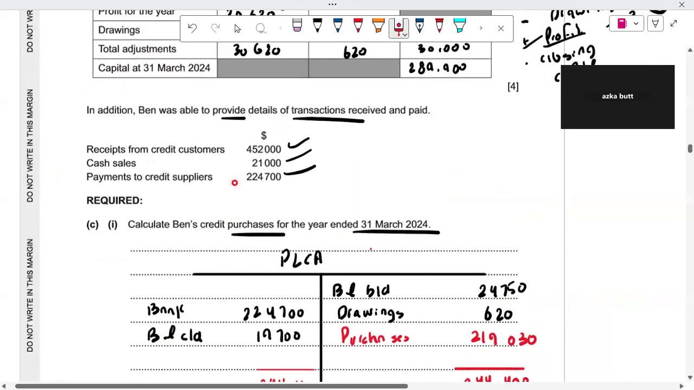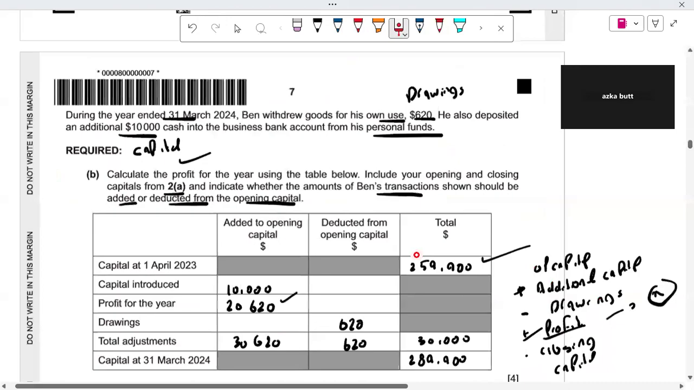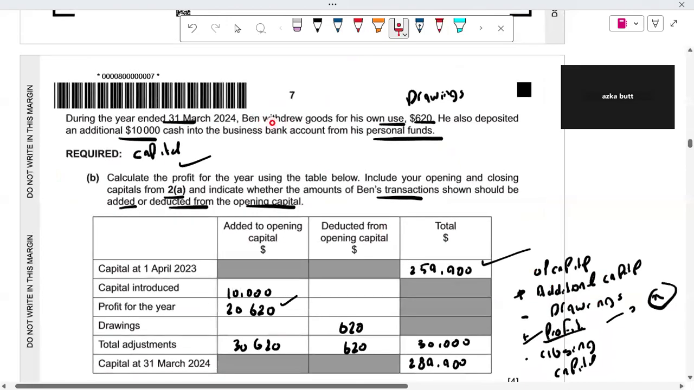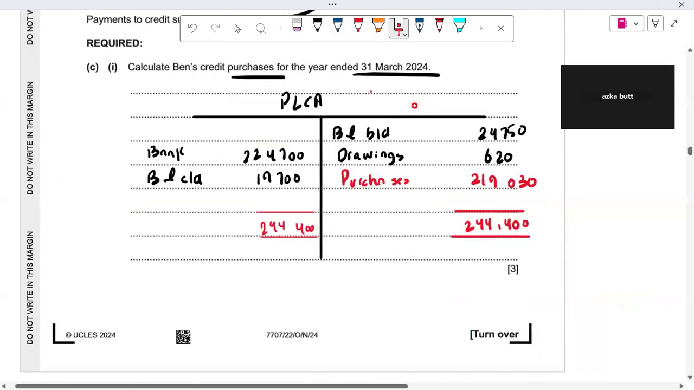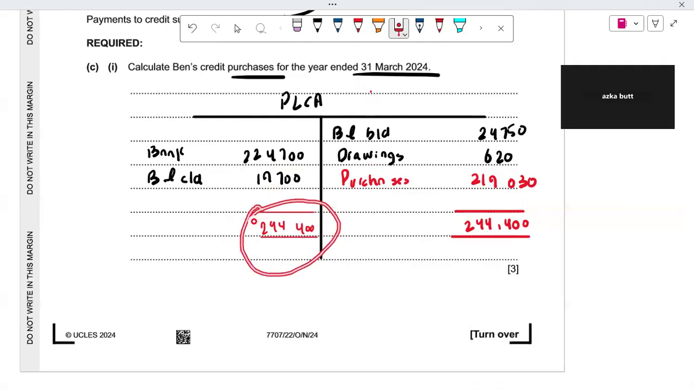We paid some amount to our credit suppliers, which is 224,700. So PLCA will be debit and bank will be credit. And also one more thing, if you see here, Ben withdrew goods for his own use, which is $620. So drawings will be debit and PLCA will be credit. So that's why we have to write it here, 620. The heavy side is the debit side. So if you calculate it here, this is the answer.